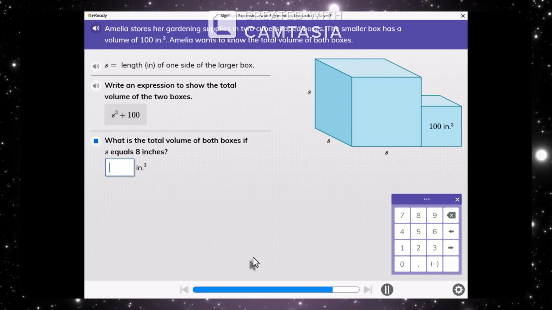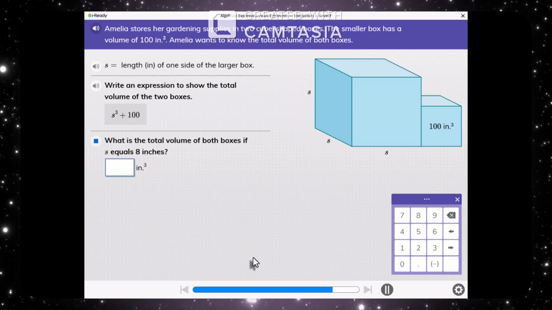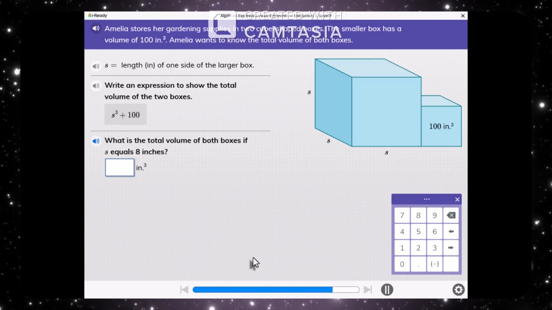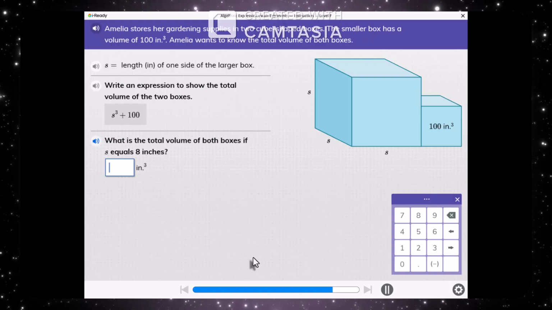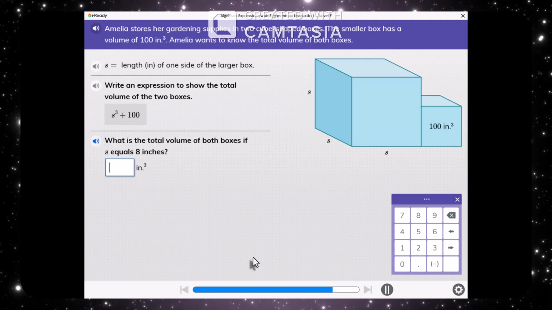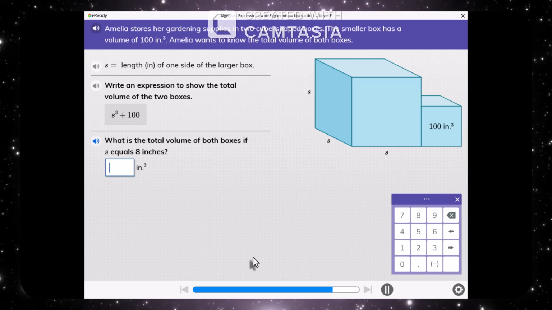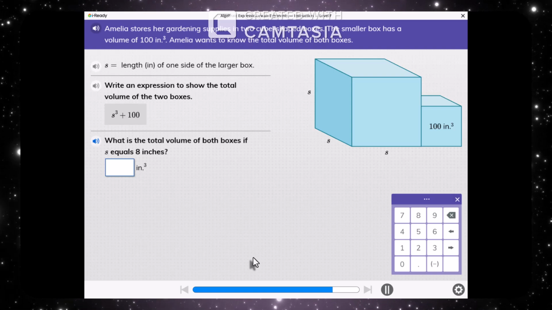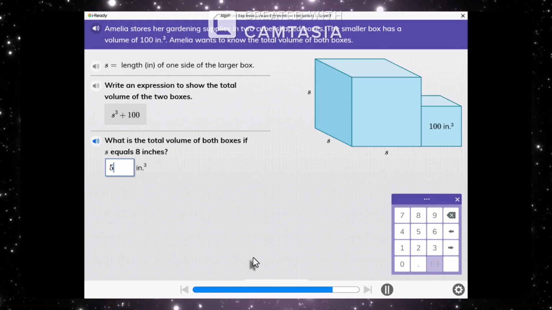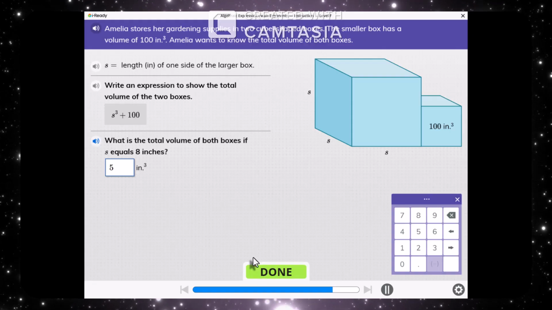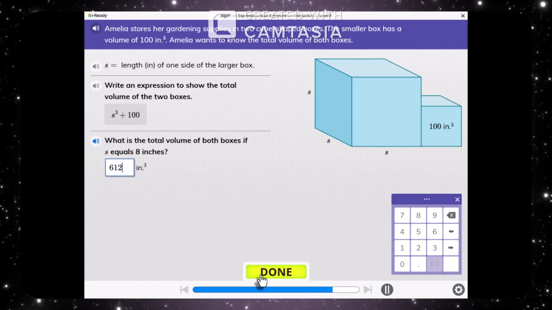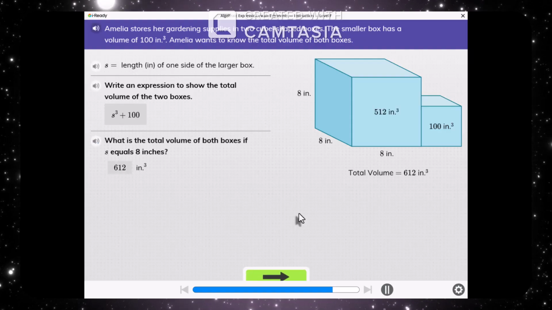What is the total volume of both boxes if S equals 8 inches? Okay. 8 times 8 is 64. 64 times 8 is, 8 times 6 is 48, 51, 512 inches. 500, oh nope, 612 because it says both boxes. Yes. Next.